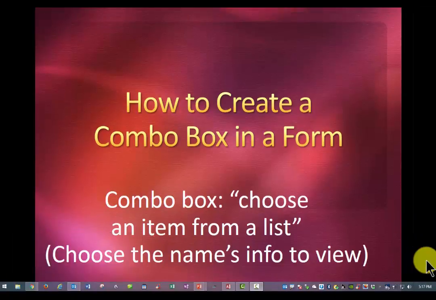This video will help you with the process of creating a combo box in an Access form. Basically, a combo box is just a choose an item from a list box. In this case, on a certain form, we want to see a certain customer's information, so we'll have a combo box, a drop-down box with a list of customers' names, and then you choose the one you want.